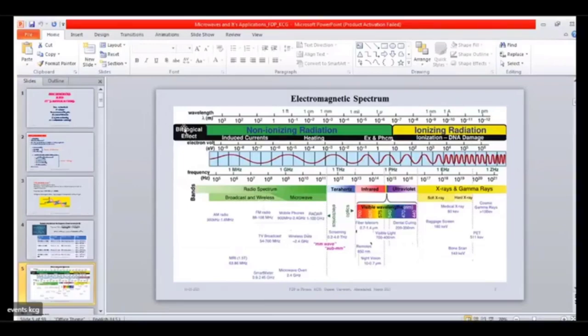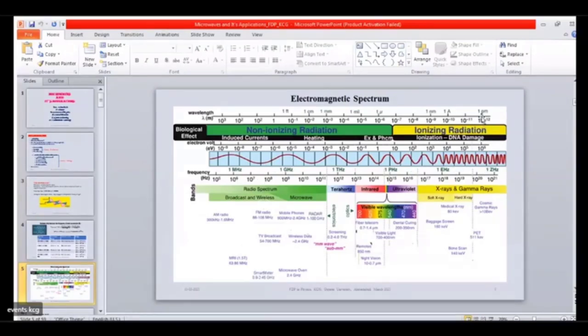Here a picture is shown. This picture shows the entire range of the electromagnetic spectrum. It starts from, say, 10 to the power 3 hertz. This is the frequency range, right? It starts from, say, 10 to the power 5 hertz. And as we go from the left side to the right side, the frequency is increasing.